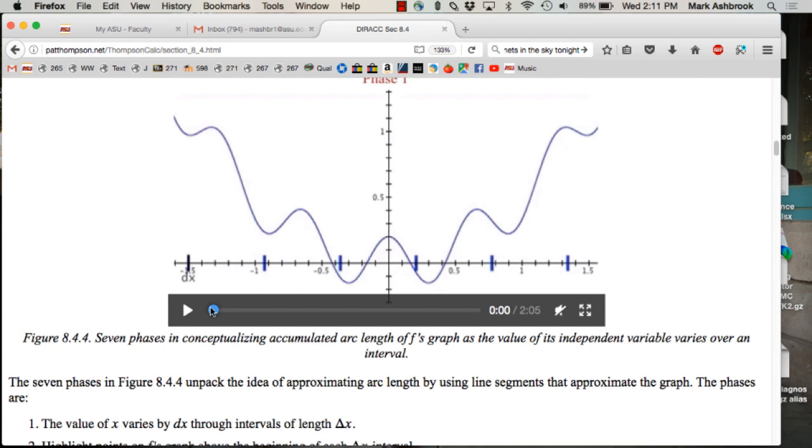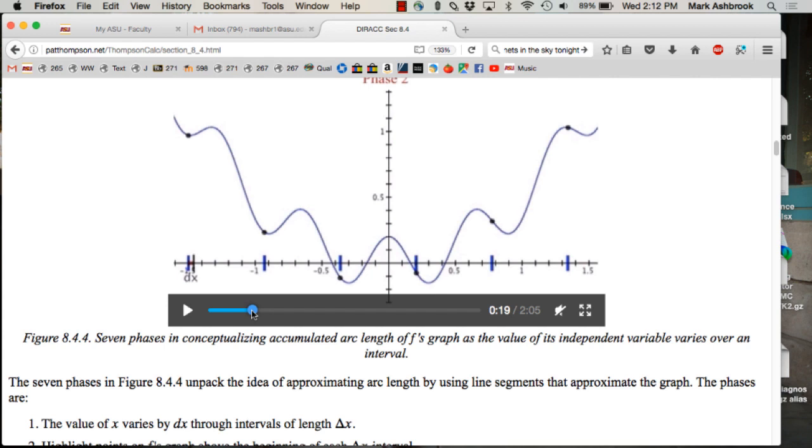That's always true. So then what are we going to do? We're going to look at points on the curve. So if we want arc length, the next thing we're going to do is add points on the curve, okay, at the ends of the intervals. See that?